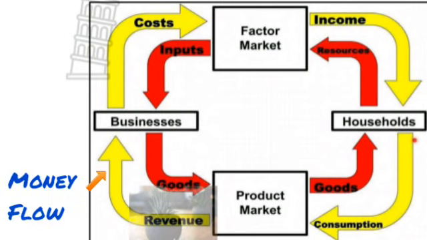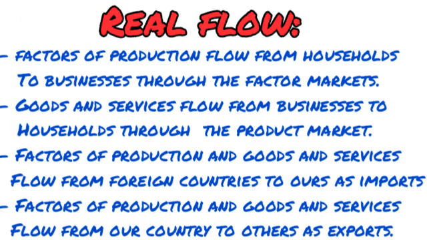And then we are also looking at money flow. Money flow is the flow of revenues that are moving from the product market going to the businesses. This is where households are now buying what they're going to consume, which means to the businesses this becomes revenue, it becomes an income. We also have a cost that you will see moving from businesses to the factor market. That cost is the wages that we are paying to the household.